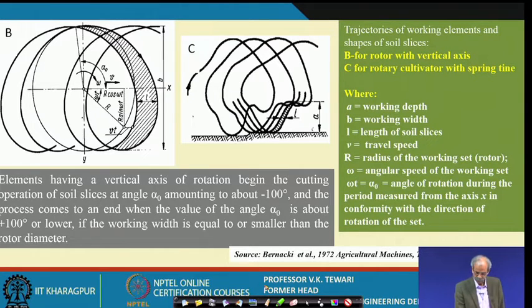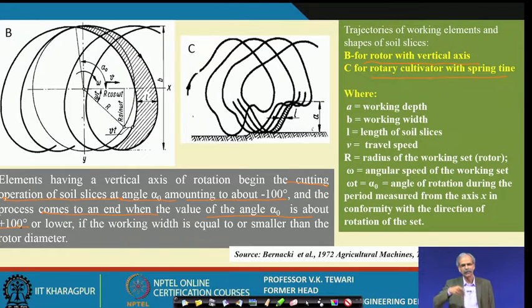You can see a rotor with vertical axis and a rotor cultivator with spring tine. We had talked of the horizontal axis in the previous slide. In case of this, have a look at the same angle omega t which was there earlier. Now, the L starts here. The cutting operation of the soil slice starts at an angle alpha of about minus 100 degrees, and the process comes to an end at alpha 0 of about plus 100 degrees.